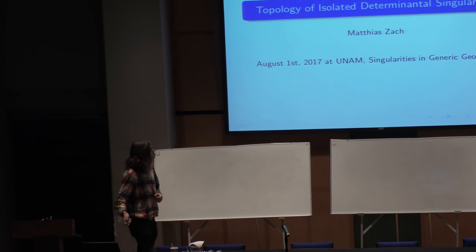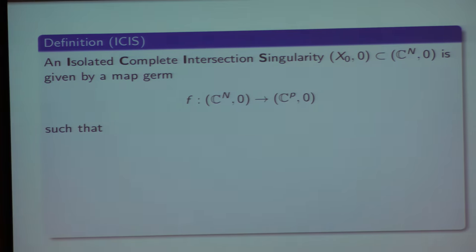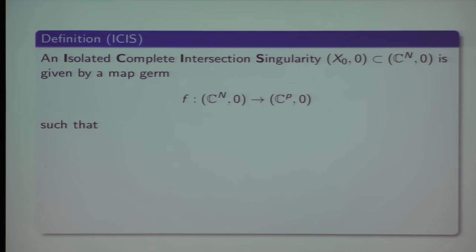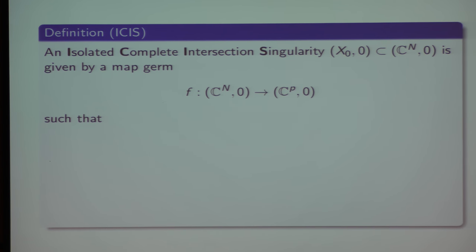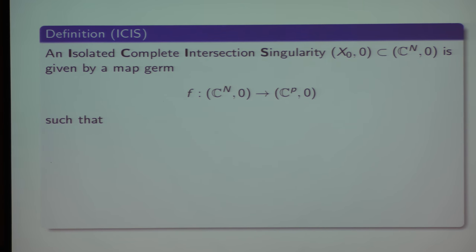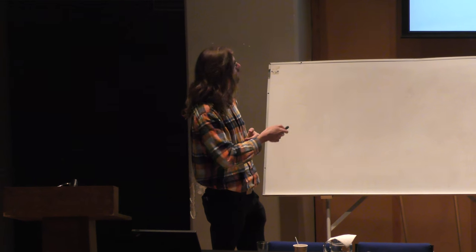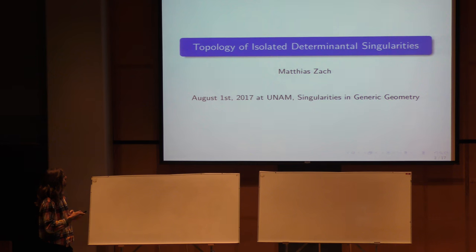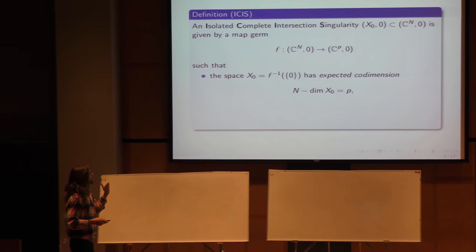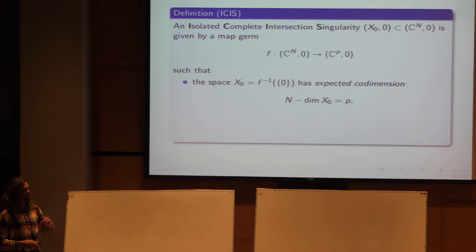To introduce determinantal singularities, I would like to show you how this naturally generalizes the cases you know. And the cases you know, or I assume you should know, is the case of an isolated complete intersection singularity. One way to give a definition of an ICIS is to consider it to be given by means of a map germ small f from C^n to C^p. Then you have certain conditions, such as the zero fiber of this map, X_0, should have expected codimension.